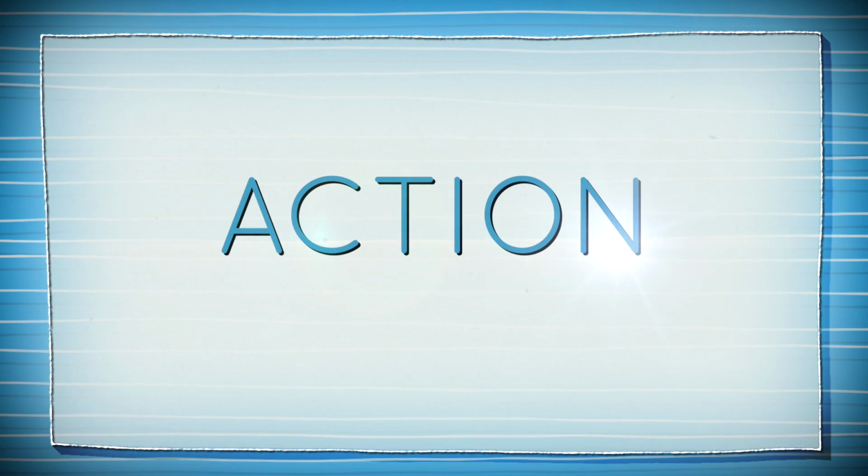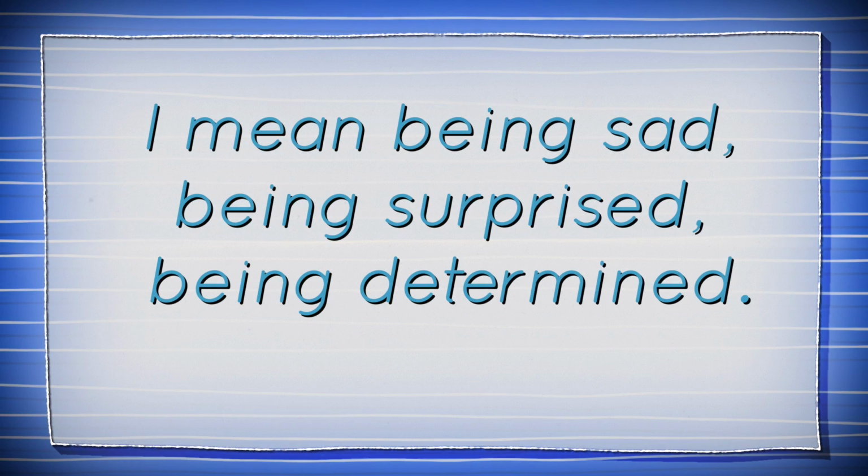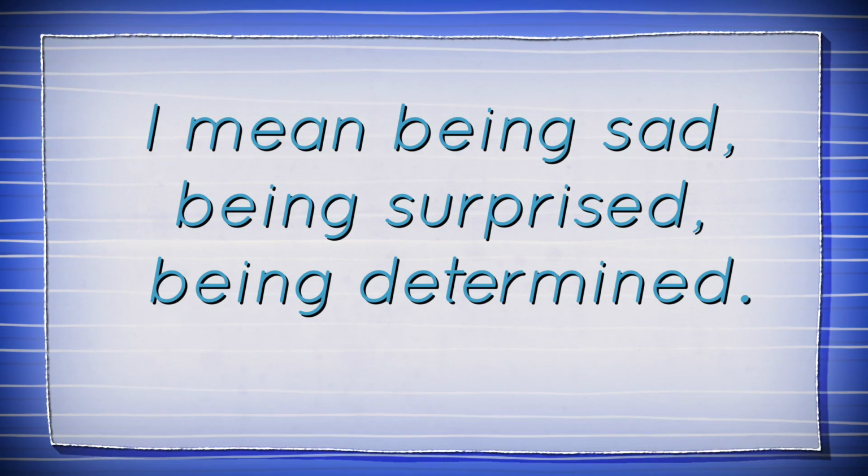Today we're going to be talking about writing exciting action scenes. And fiction is all about action, right? Something happens, your character reacts, action. In grammar, a verb is the part of speech that describes action. A verb could also describe a state of being, and when I say state of being, I mean being sad, being surprised, being determined. Right now, though, we'll just focus on verbs that describe physical action.